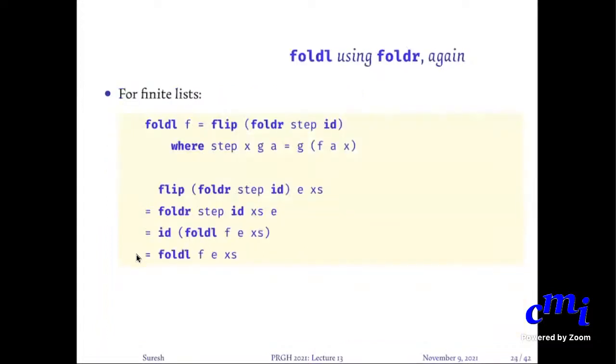Okay, great. So based on this, you can actually show some arguments for finite lists, and so on. For instance, you can simplify this whole thing and say that fold L of F is nothing but flip of fold R step ID, where step equals this. For finite lists, you can actually prove this, but it doesn't matter.